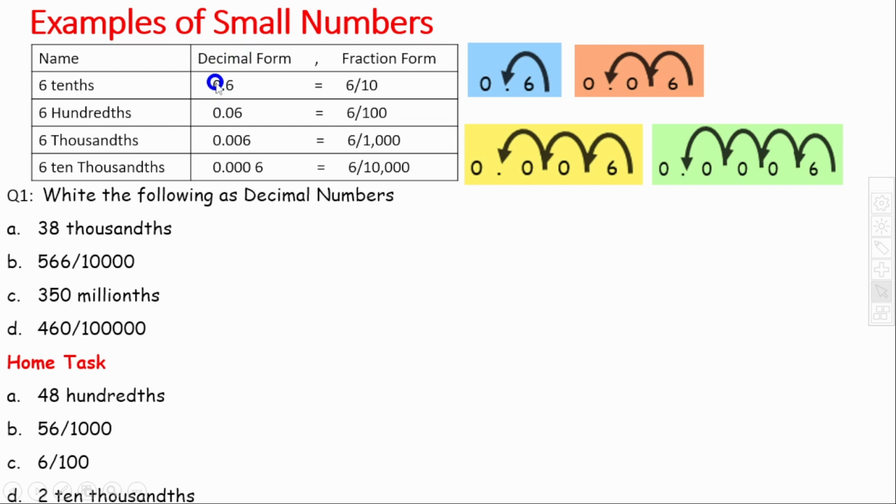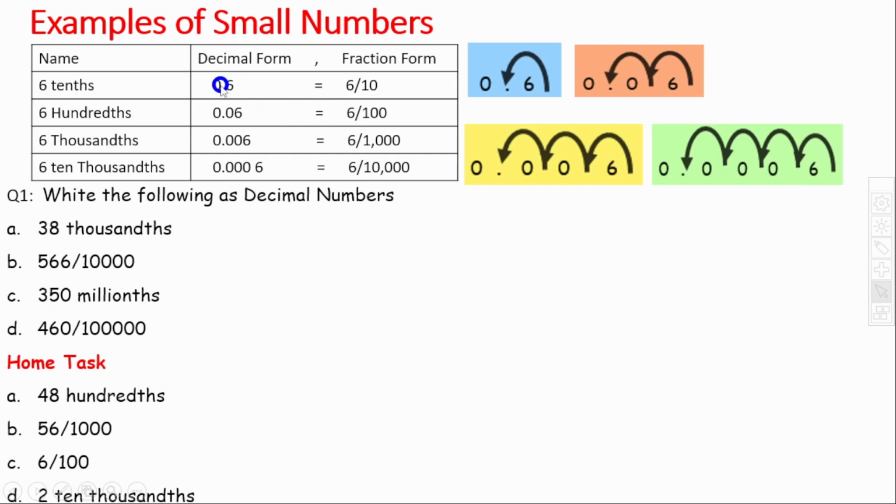Now, let's say you have a small number 0.6. It can be written in different forms. This form that we are talking about right now, 0.6, is known as the decimal form. This same decimal form can be written in other forms. For example, 0.6 in fraction form is 6 all over 10. How did you get this 6 over 10? That's what I'm going to explain right now.